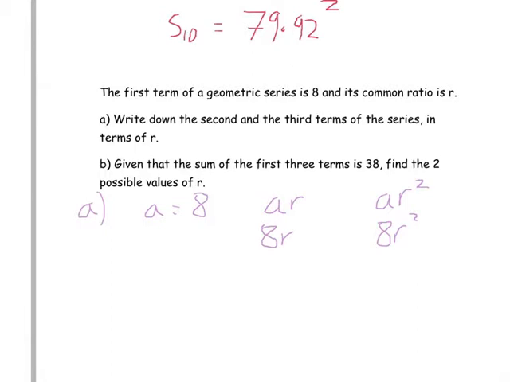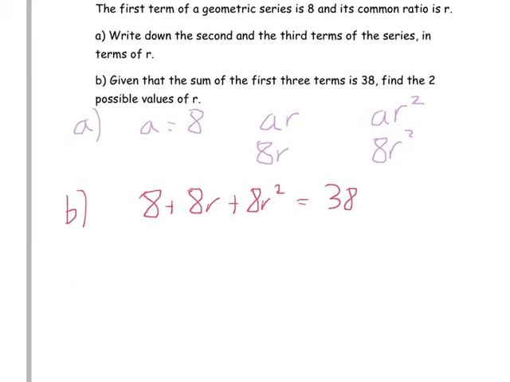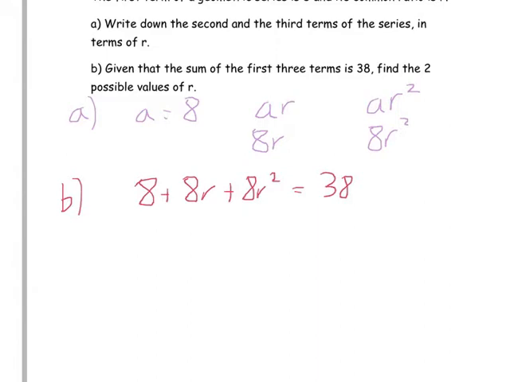Now what we're asked to do is find the possible values for r, given that the first three terms add up to 38. So the first three terms, 8 add 8r add 8r squared, are equal to 38. And we're asked to find two possible values for r. Now we've got a quadratic here and we can solve these providing we've got them equal to 0. So by taking 38 off both sides, we need to bring that 38 across. So we're going to have 8r squared plus 8r minus 30 is equal to 0. Now you can try factorising that, and unfortunately it won't work.